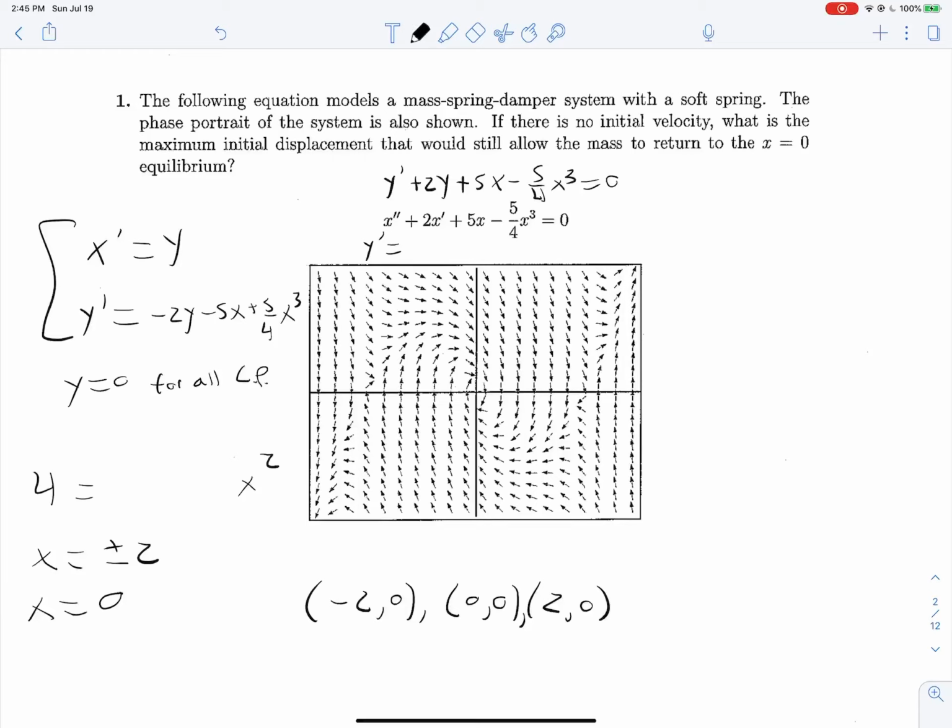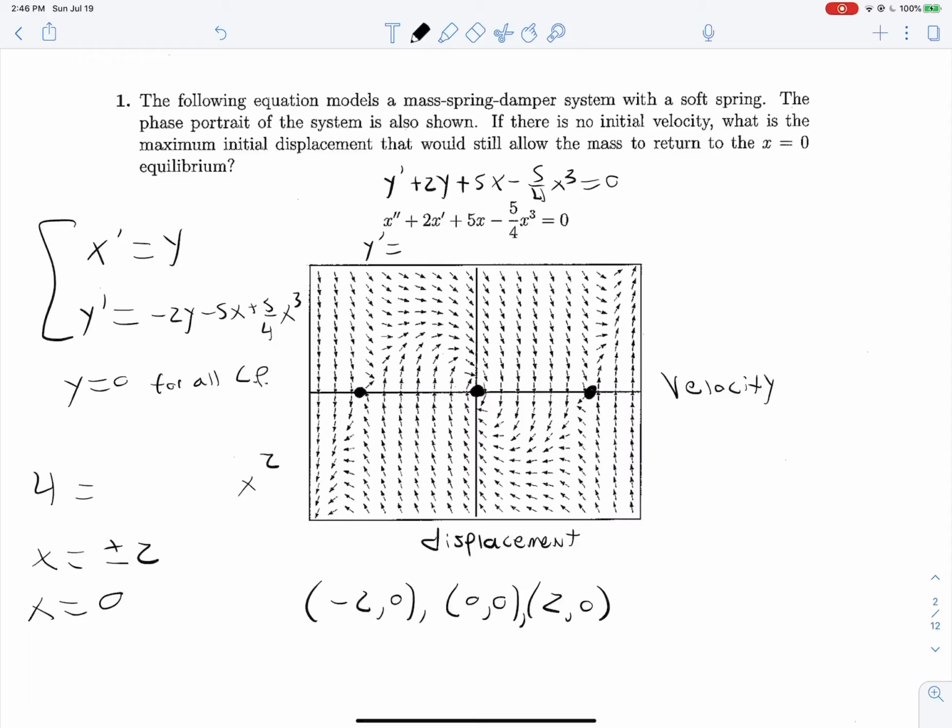And that's backed up by our phase diagram here. It looks like we have a saddle point here, a saddle point here, and a spiral sink in the center there. And it's good to remember that our x-axis is displacement, and our y-axis is velocity. Okay, so with that in mind, what they're asking is if there is no initial velocity, so that means we're stuck along the x-axis, what is the maximum initial displacement that would allow the mass to return to the x is equal to 0 equilibrium?